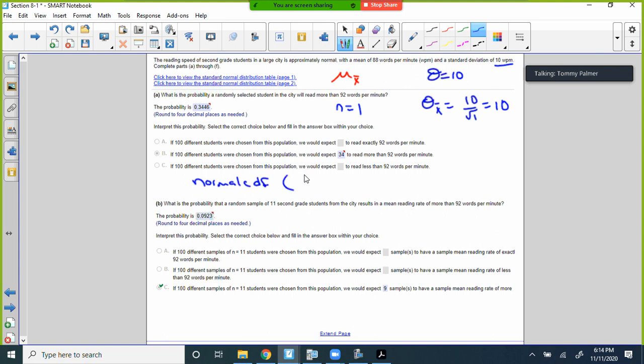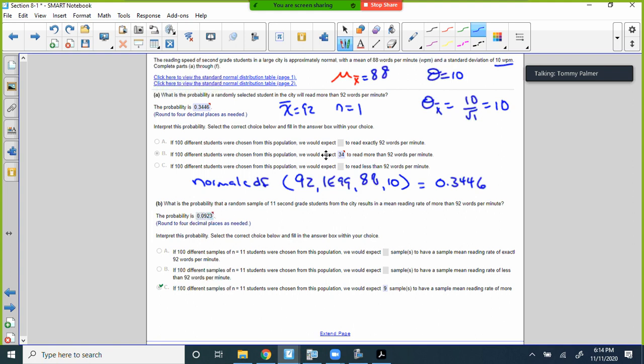We're looking at the probability that the randomly selected student will read more than 92 words per minute. So our lower bound is 92, since we'll read more than that. Then 1E99 for the upper bound. The mean is 88, and then we'll put 10. And when you do that, you should get 0.3446, which really is 34.46%.